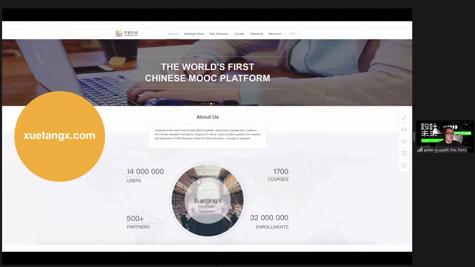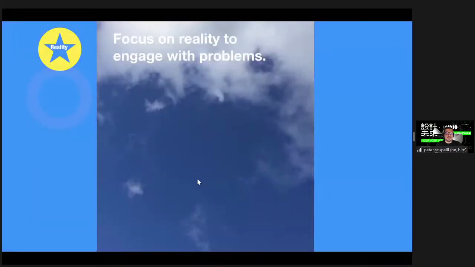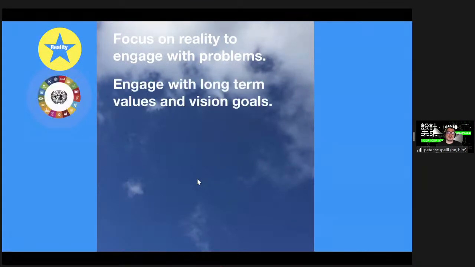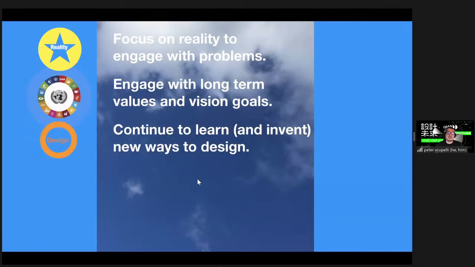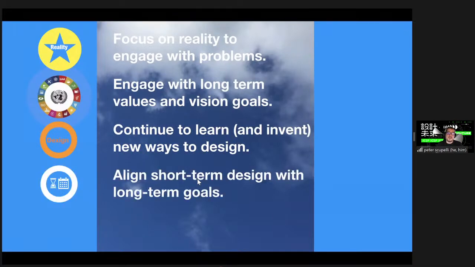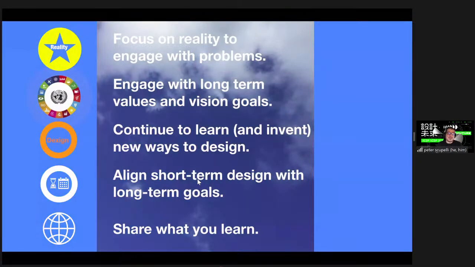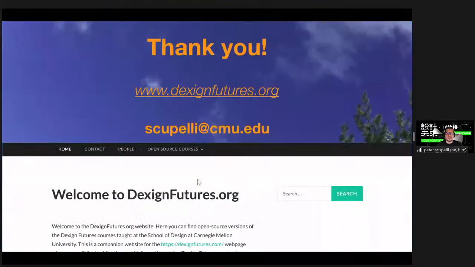And so let me just wrap up and say that we should focus on reality to engage with problems. The second thing is engage with long-term values and vision goals through our design. The third is to continue to learn and invent new ways to design. And the fourth, I think, is to really align short-term design with long-term goals so that we can get there. And last, I'd say, share what you learned so that we can all learn together from each other. So thank you so much.